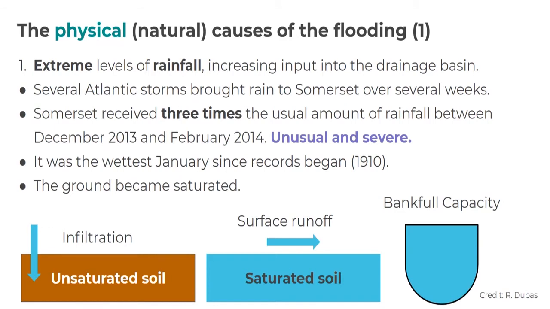The level of discharge or water in the river channel will increase, and this will cause the river to reach its bank full capacity and flood. Bank full capacity means when the river is full. So the extreme amount of rainfall during this period led to rivers becoming overwhelmed and being unable to cope with the high levels of water input.